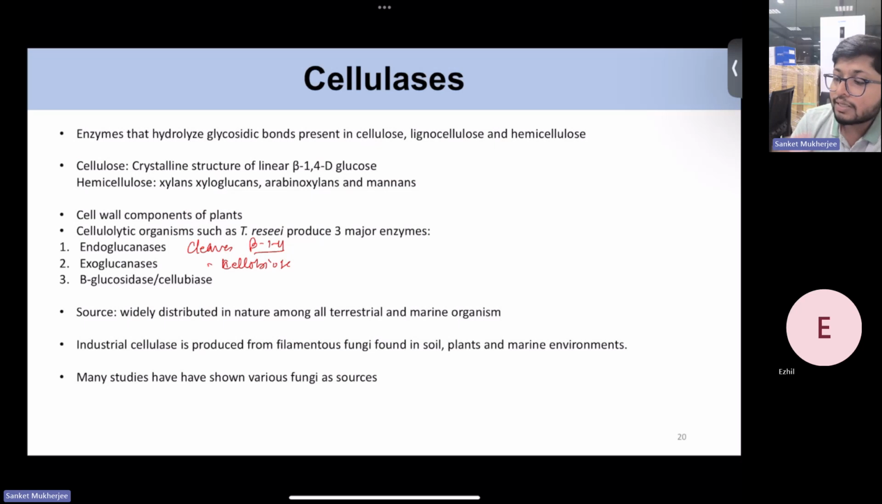Now the source is widely distributed because a lot of plants have cellulose, hence cellulases are also widely present. The industrial cellulase which is produced is from filamentous fungi, which are found in soil, plants, and marine environments. Many studies have shown various fungi to have cellulases in them.